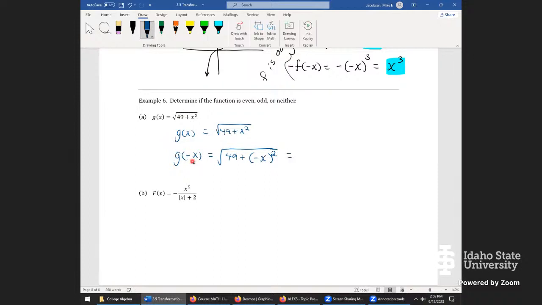So once we simplify that, it's kind of what we did up above in the notes. -x times -x is just x squared with a positive sign. This returns the root of 49 plus x squared. Last thing we do is make a comparison. Here's g of x, the original function. Here's one where we calculated g of -x. And finally, we have a conclusion. G is even since g of x is equal to g of -x. So that's what finally finishes off this problem right here. Any questions, folks, on this one?